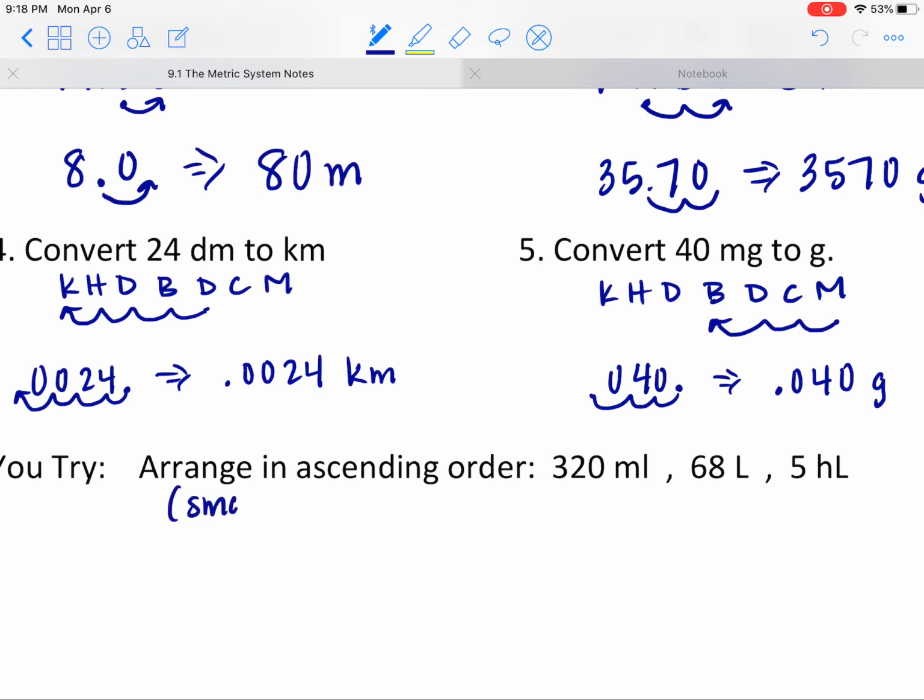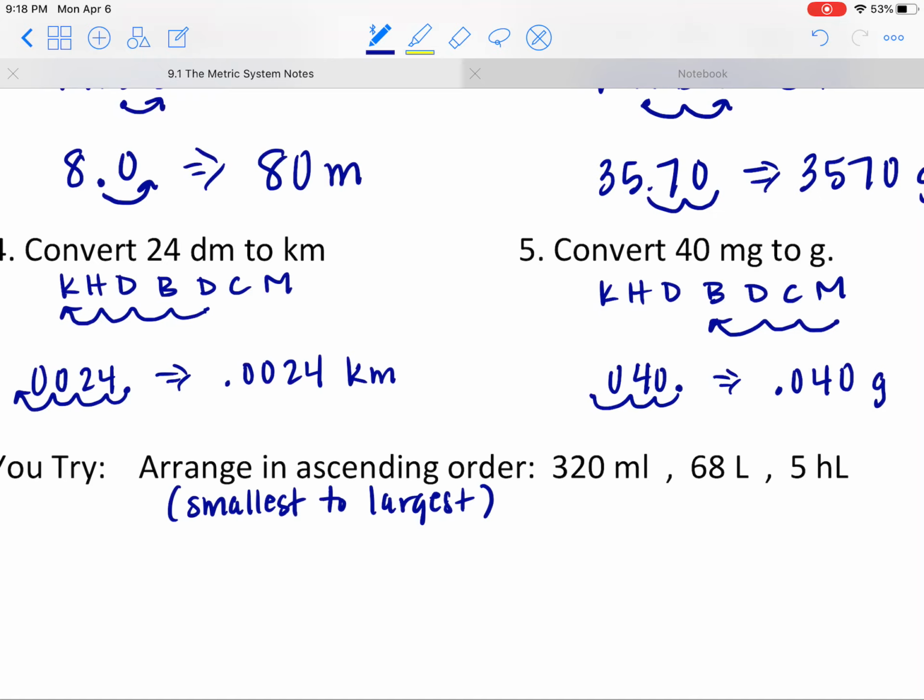Okay, and then the last one again, I put there as you try. Feel free to pause and give it a shot, but we want to arrange these three amounts in ascending order. That means we want them to get larger, so this is smallest to largest. That's what it means to ascend. Now, in order for us to compare these amounts and see which one's the smallest, which one's the largest, they have to be in equal units.